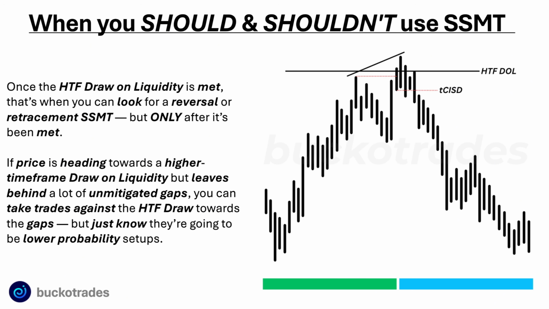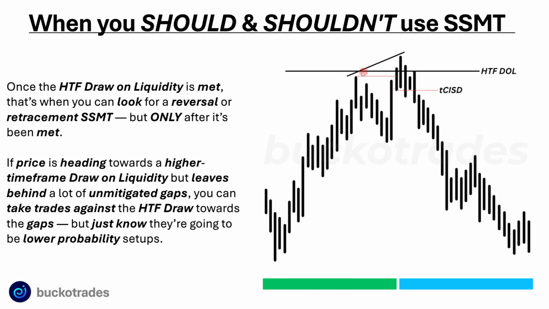But let's say after the higher time frame draw had been met, like in this example right here, you can then look for a potential bearish sequential SMT to allow for a retrace into an unmitigated gap, or for a potential reversal to occur. And remember, we must use the characteristics of a real sequential SMT to actually confirm that it will hold.